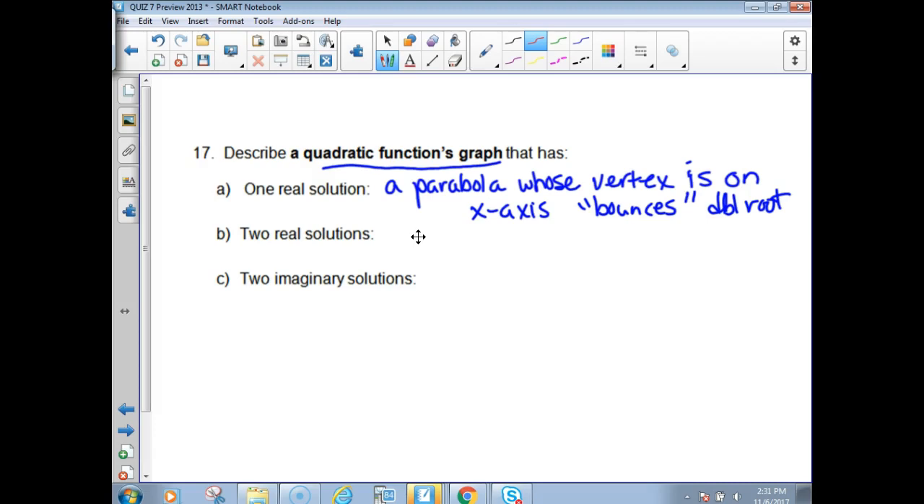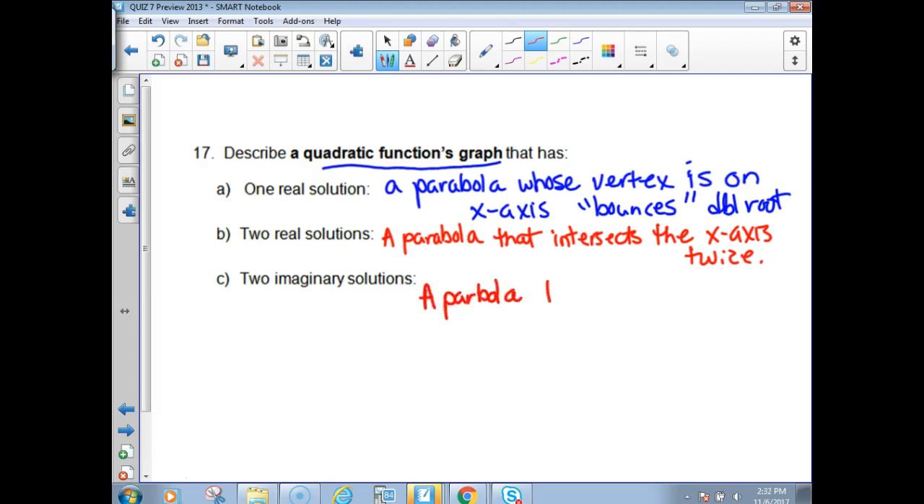All right, if it has 2 real solutions, it's a parabola that does what? Okay, that crosses the x-axis, or intersects the x-axis twice. If you say crosses, that's okay with me. And ones that have 2 imaginary solutions would be parabolas that don't cross the x-axis, don't intersect the x-axis, with no x-intercepts.